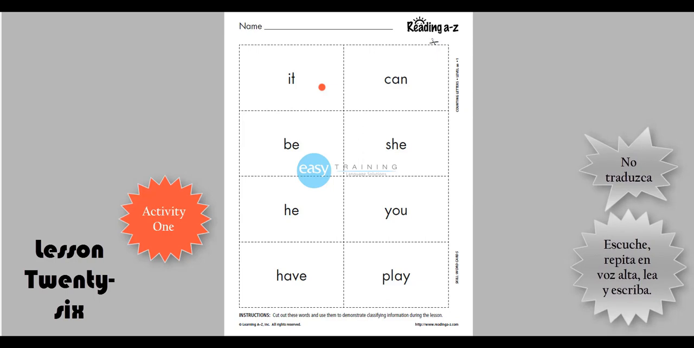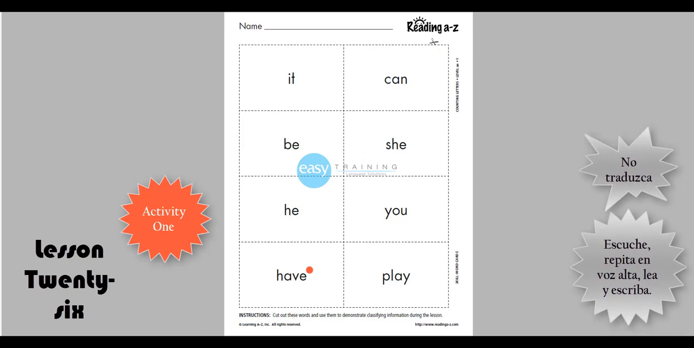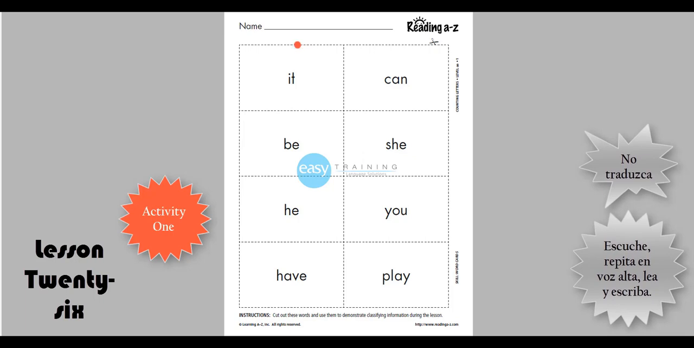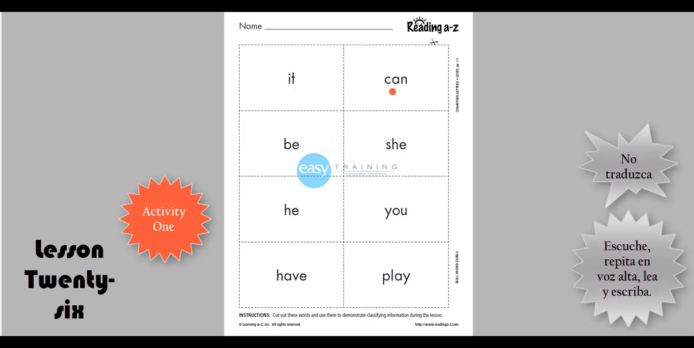Remember, the lesson is about counting letters. Counting letters of the alphabet. Here we can see 1, 2, 3, 4, 5, 6, 7, 8 words. Y cada word tiene letters. How many letters? Let's do it. Let's say the words first. It can be she, he, you have play. Let's do it again. It can be she, he, you have play.